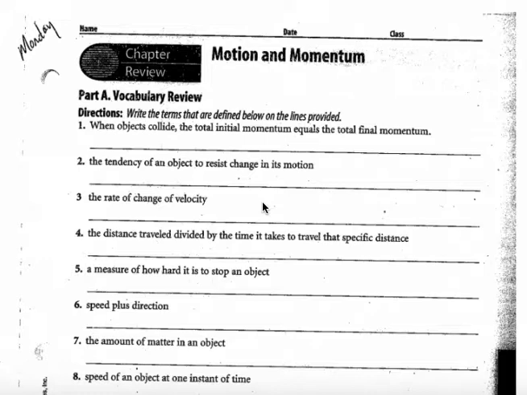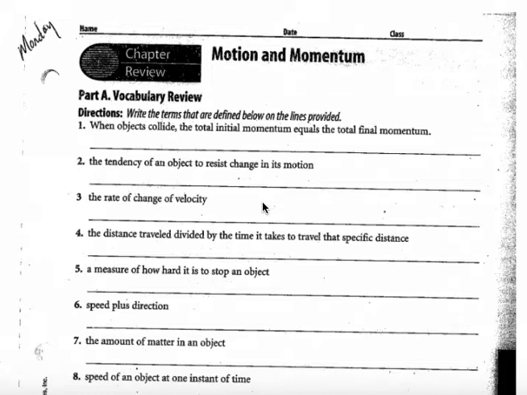Number 4, the distance traveled divided by the time it takes to travel that specific distance. This is our calculation for average speed. You take into consideration the entire distance and the entire amount of time. It gives you average speed. You use this when you're calculating maybe the total distance that you have to travel and the total amount of time it takes you to get there, like a long road trip or a trip from one place to another that's going to take a long amount of time.